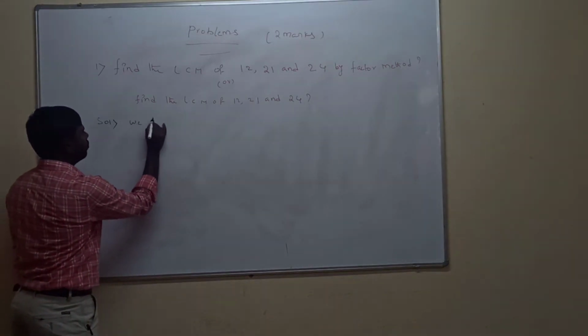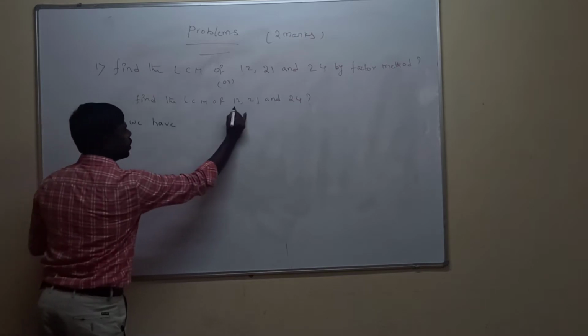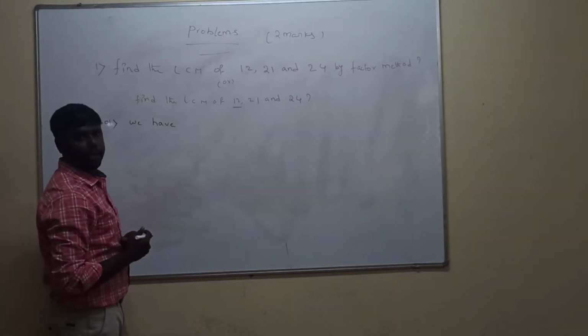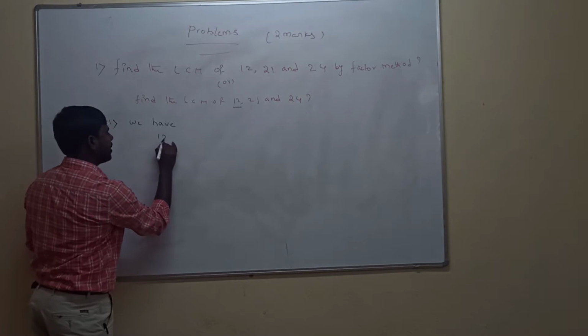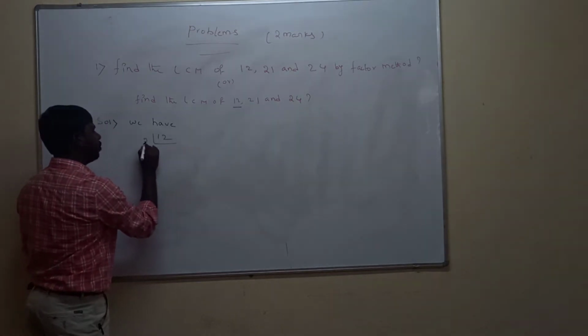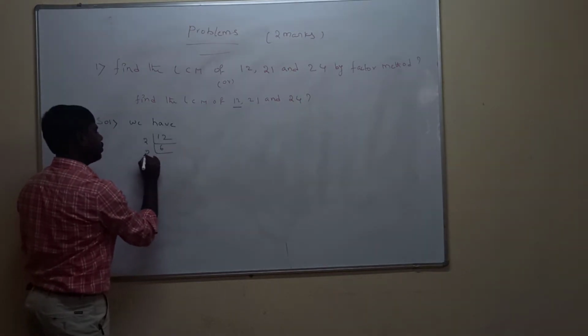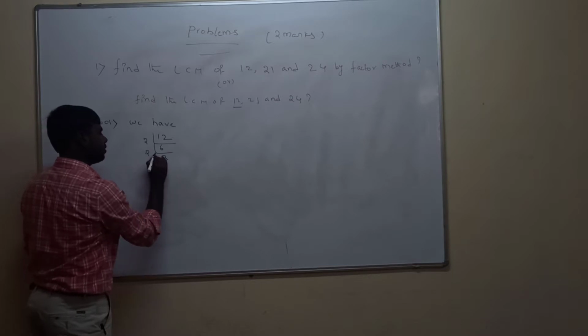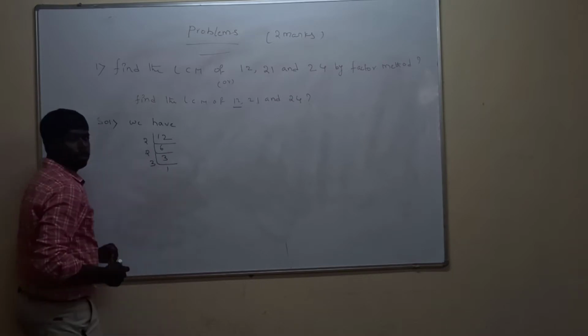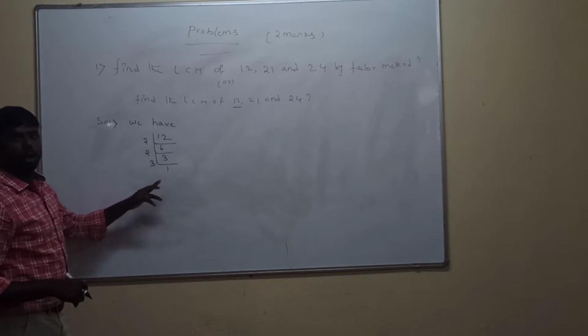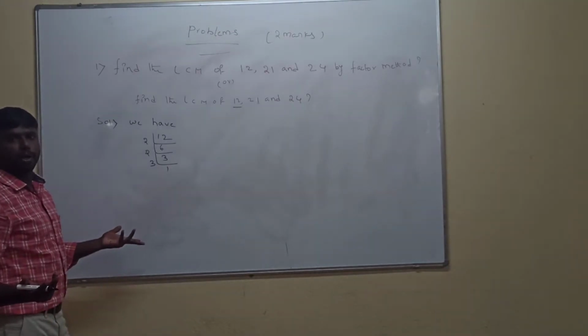Solution: what is the first number here? 12. We do the division method separately. So the first number is 12. Start from 2. 2 sixes are 12. 2 threes are 6. 3 ones are 3. The final remainder is 1, or a prime number, so you should stop the division.